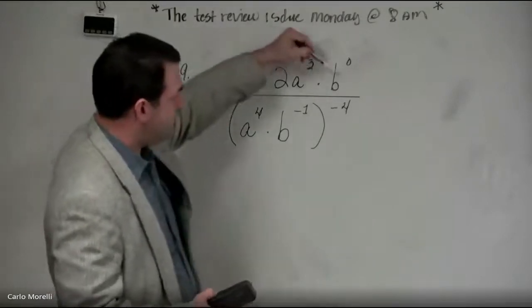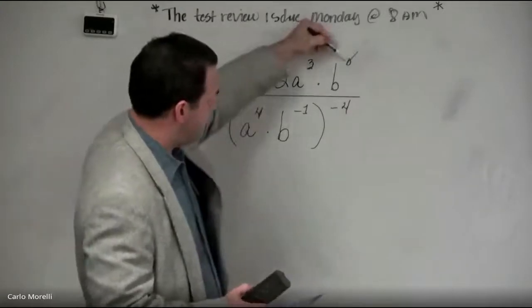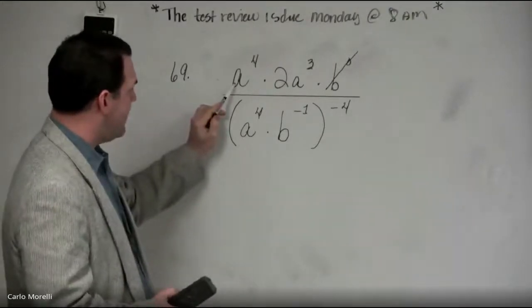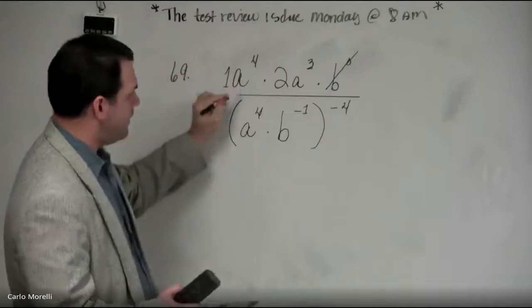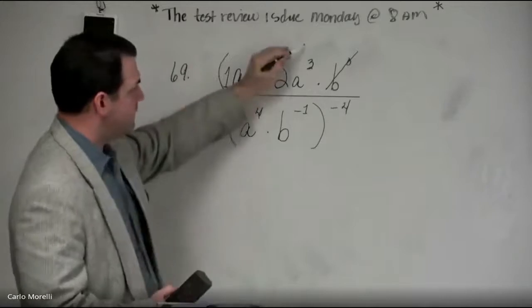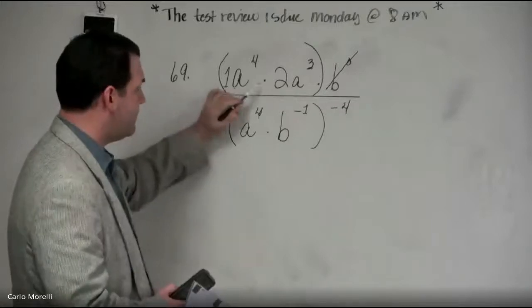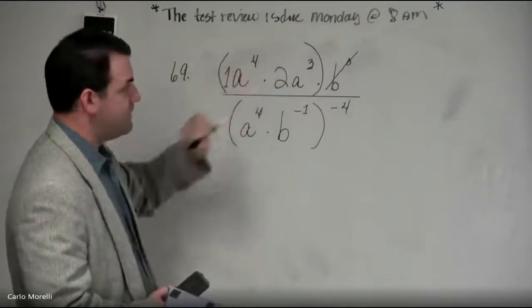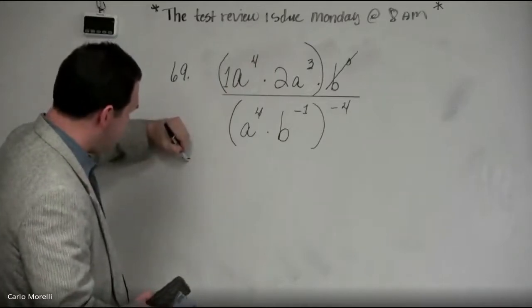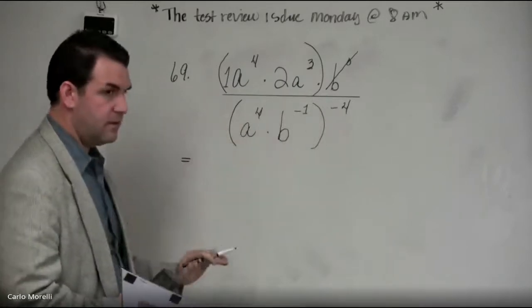But b to the 0, that's just 1. You understand? So I can kind of get rid of that. And then 1a to the 4th power times 2a to the 3rd power. This gives us an opportunity to apply the product rule for exponents, which states if the exponent bases are the same, we add the exponents. So here I'm going to rewrite this problem. I'm going to try to save what we need to do in the denominator for another step.